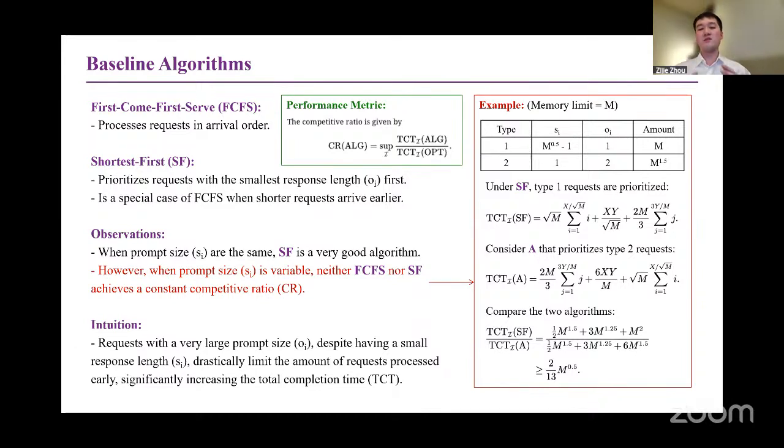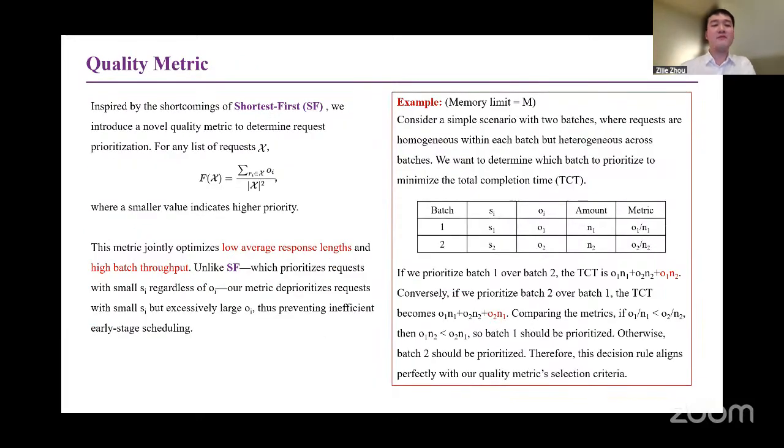So first come first serve and shortest first are very general algorithms, right? If we would like to design a better algorithm, we really need to understand the structure of LLM inference in a very deep way. Then let me introduce our algorithm step by step. We first suggest a quality metric.